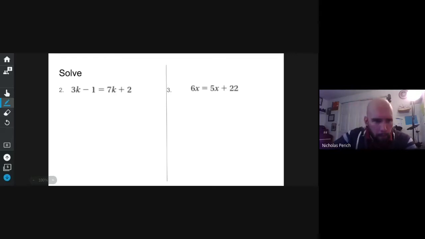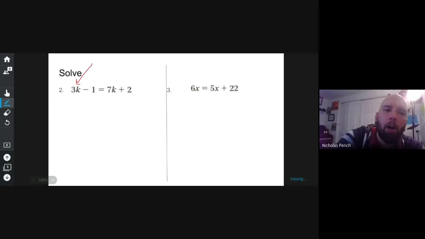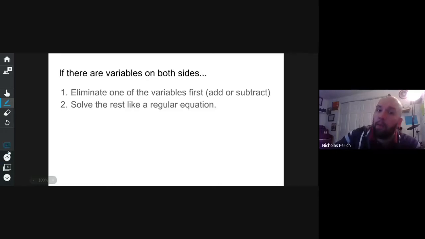Let's do a couple. So on the left side, I have 3K minus 1. On the right side, I have 7K plus 2. So I have a variable on both sides of the equal sign. And according to what I just wrote out here, if there are variables on both sides, eliminate one of the variables first, add or subtract.